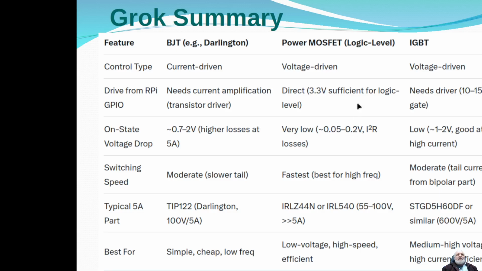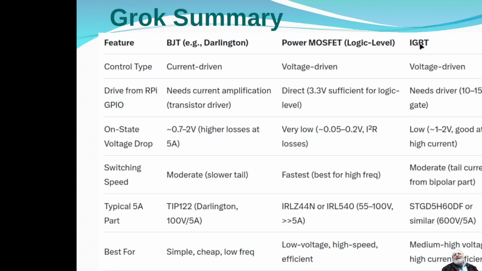Okay. In general, the power MOSFETs are going to dissipate less power than the BJT. So usually you probably want to use a MOSFET. They're also better, faster at switching. Okay. So if you have MOSFETs available, those are really probably the best way to go most of the time.